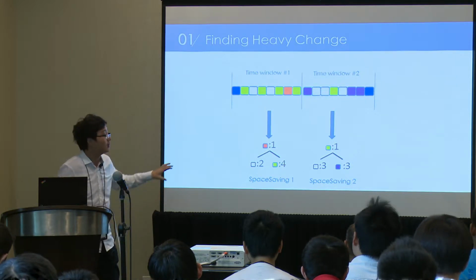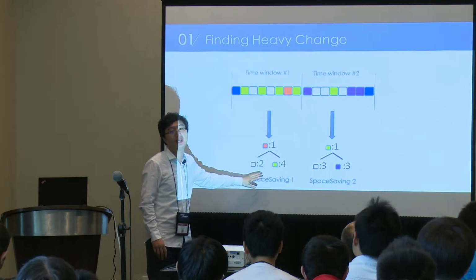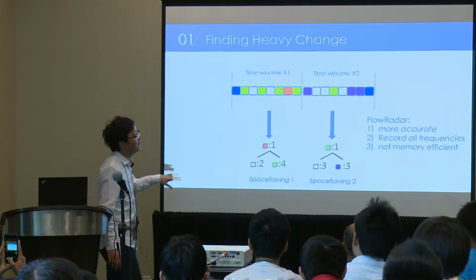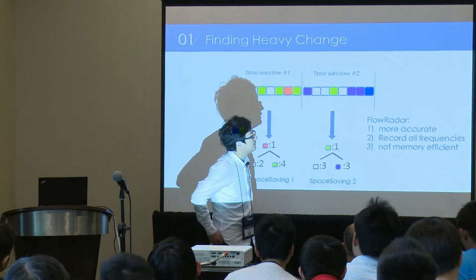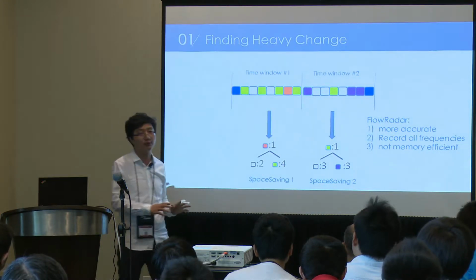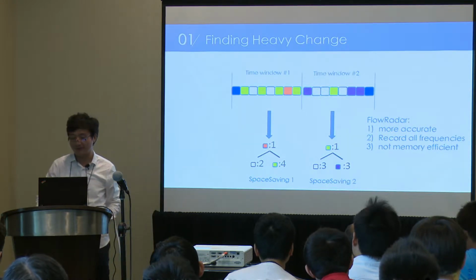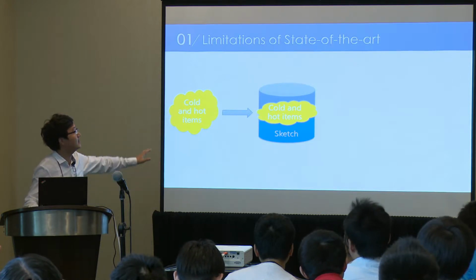But because the frequency in Space-Saving is very inaccurate, there is a better algorithm called FlowRadar, published in NSDI, and it is more accurate, but it needs to record all the frequencies, so it is still not memory efficient. So this is a limitation of the state of the art.